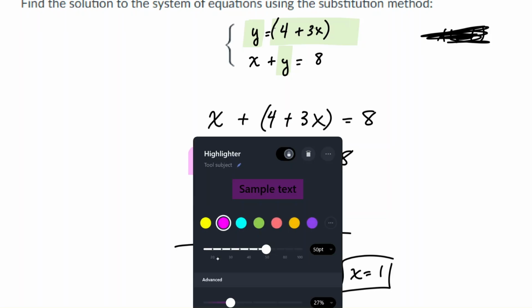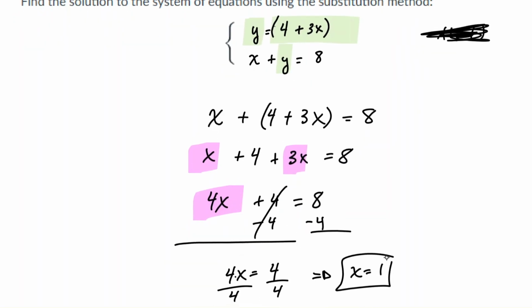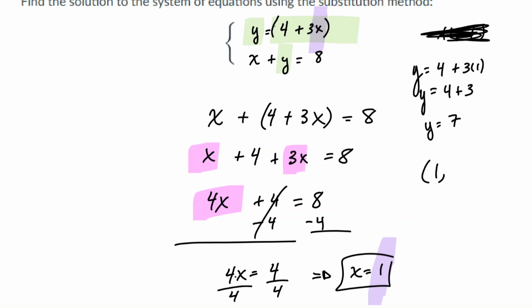We then need to take that value of 1 and substitute it back in the equation, and we get y equals 4 plus 3 times 1. This will give us what the corresponding y value is. And we get y is 7. So the point is 1, 7.